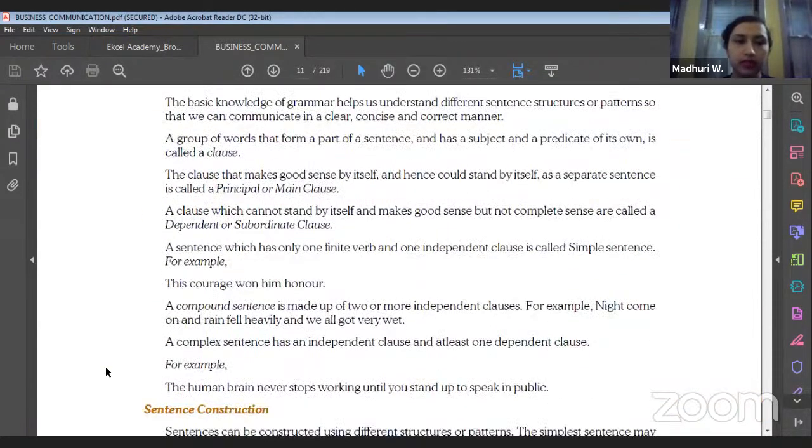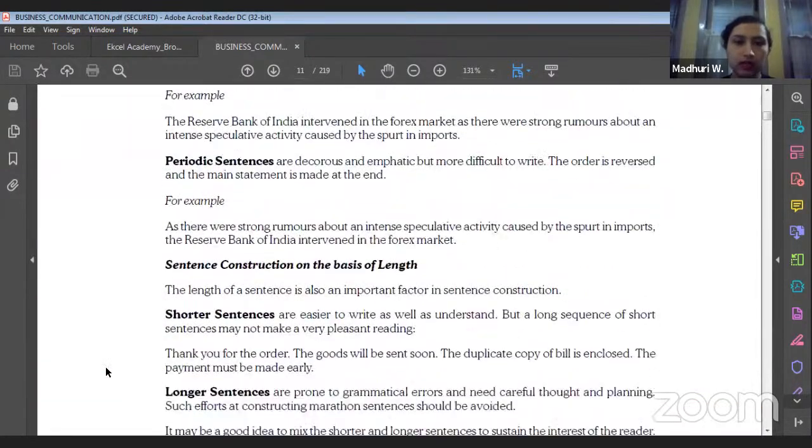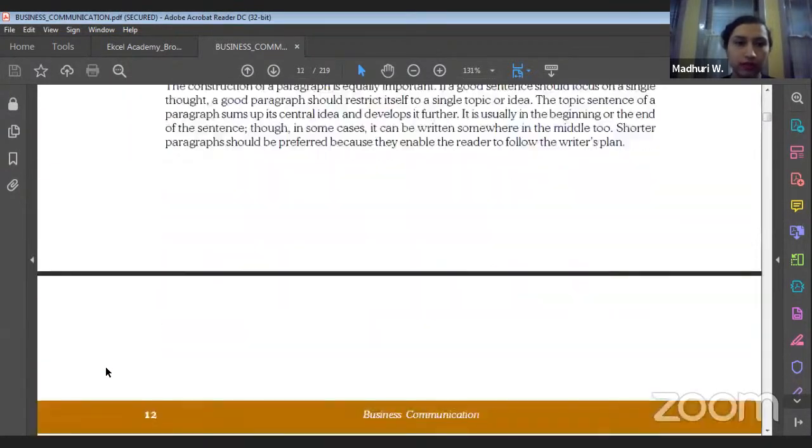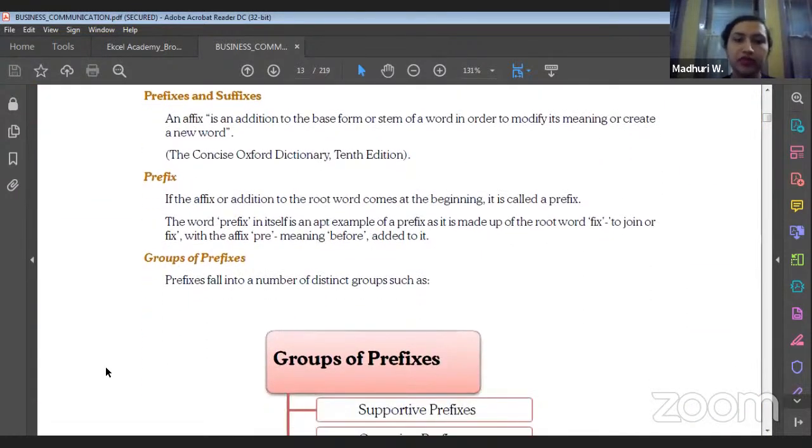So the next part that is very important basically is this. Just a second. Is prefixes and suffixes. So what exactly is a prefix and what is a suffix? This is, so I'm covering the very important parts, right? So what is a prefix and what is a suffix? What do you mean by prefix? What is the suffix?